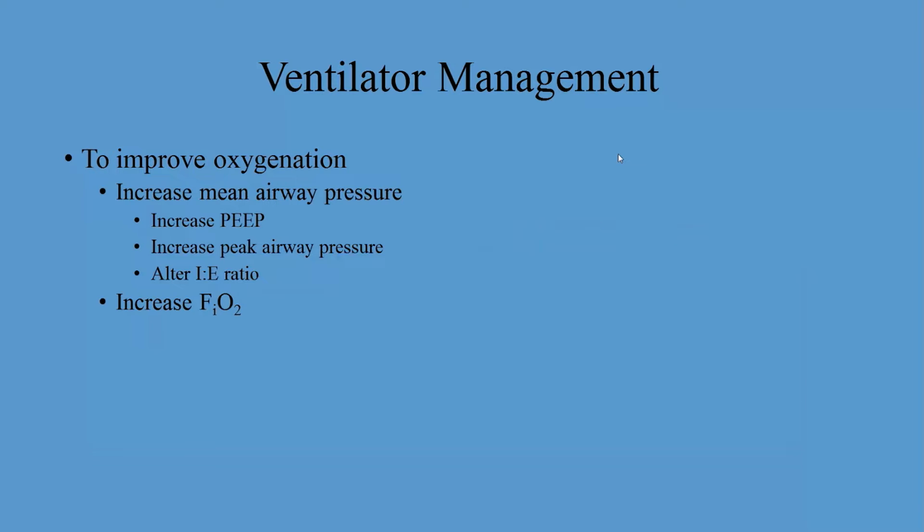So whatever mode you pick, when you want to increase oxygenation, there are a few basic things you can do. One is to increase the mean airway pressure, and the other is to increase the FiO2. Increasing the FiO2 doesn't fix the underlying problem, it just helps improve oxygen delivery. Increasing the airway pressure, we hope, is helping to fix the underlying problem. The way to do that is to either increase the PEEP, or increase the peak airway pressure, or alter the I to E ratio, or any combination of those.